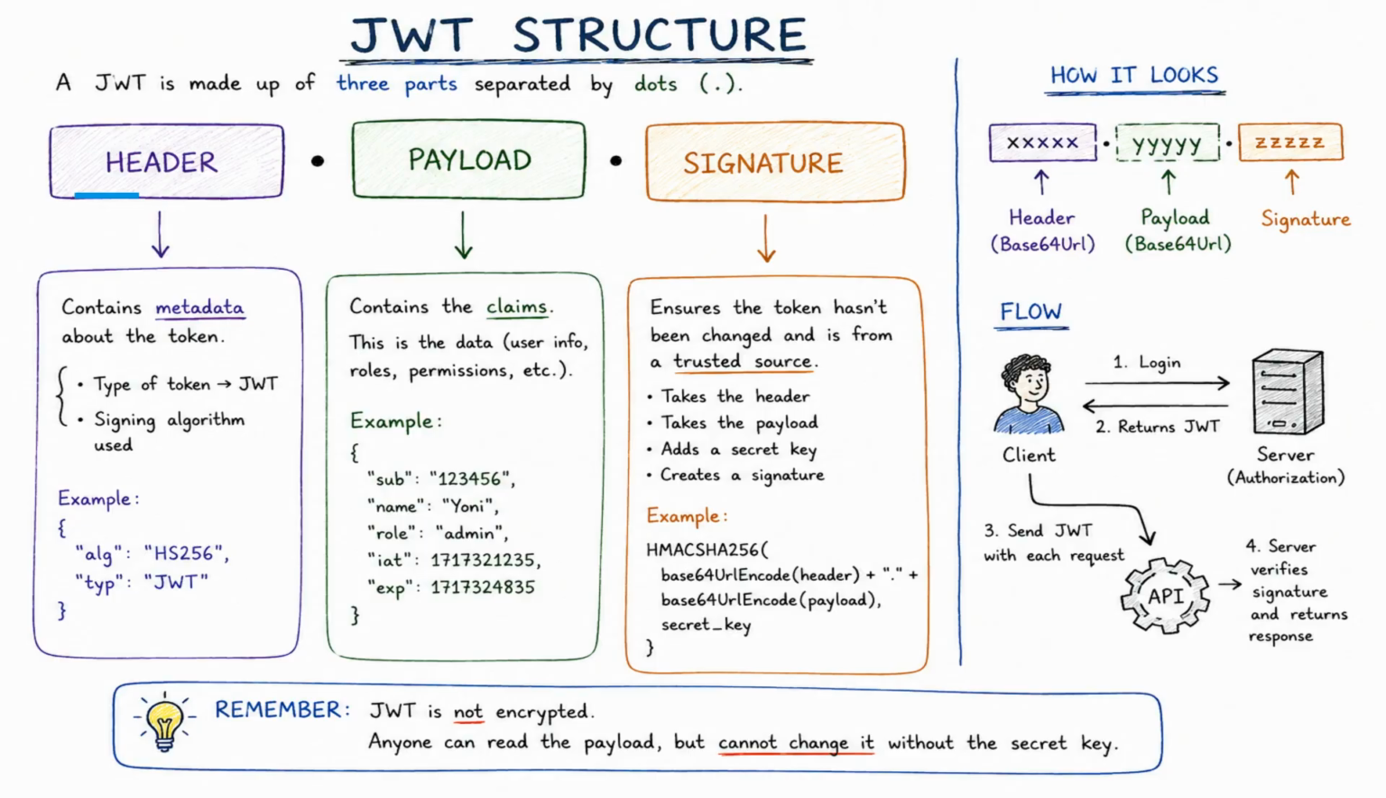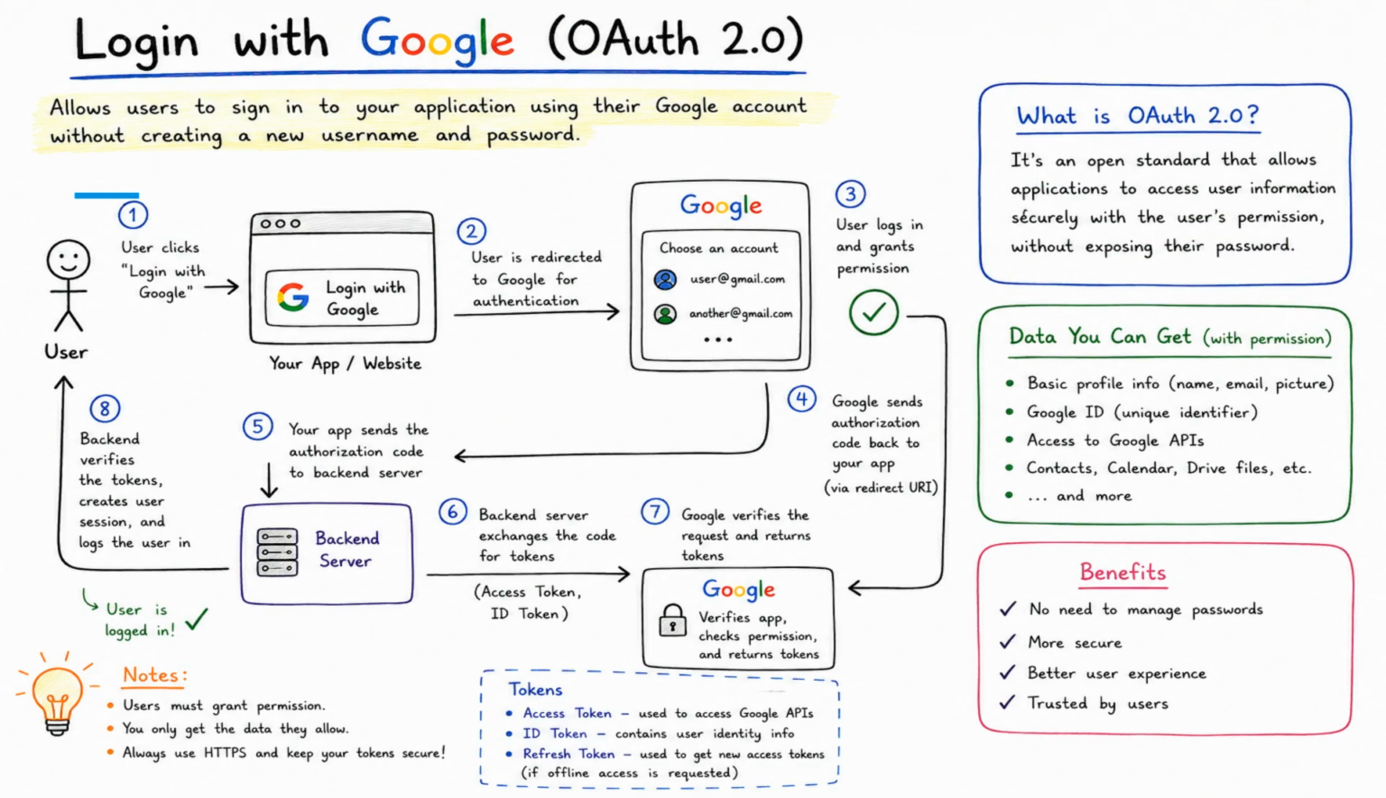As you can see in the flow diagram, once a user logs in, the server issues a JWT, and the client includes it with future API requests. Before returning any protected data, the server verifies the token's signature. One important thing to remember is that a JWT is signed, not encrypted, so the payload should never contain passwords or other sensitive information.